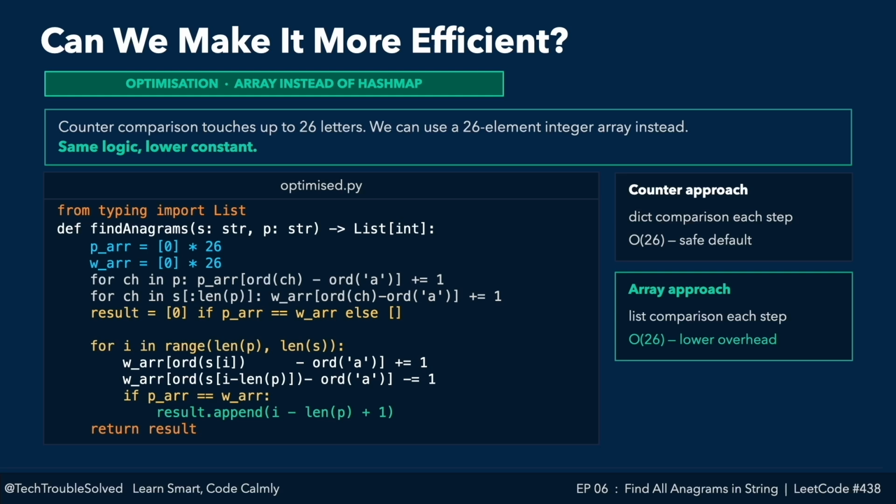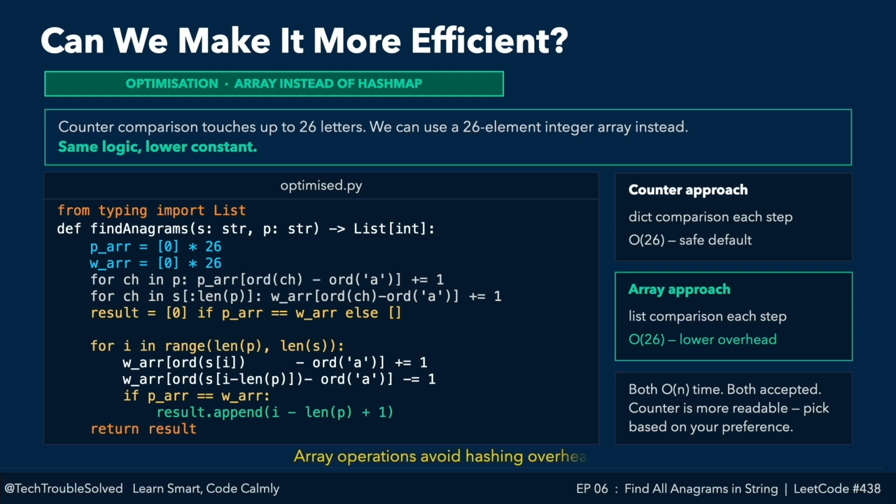Same O of 26 per step, but arrays are lower level, tighter memory, less overhead per operation. Here is what I would tell you in an interview. Write Counter first. Readable, correct, shows you know the standard library. Then, if they ask, can you optimize further? You pull out the array version. That's the moment it earns its place. Two tools, same problem. Know when to use each.